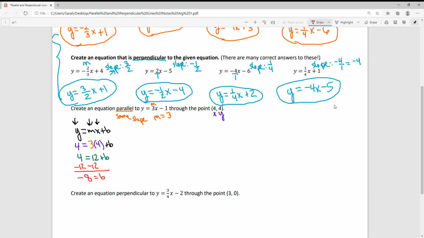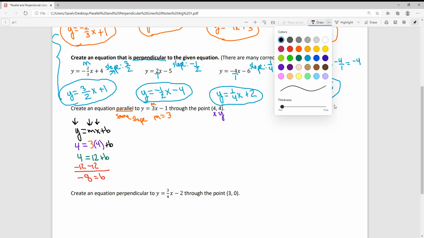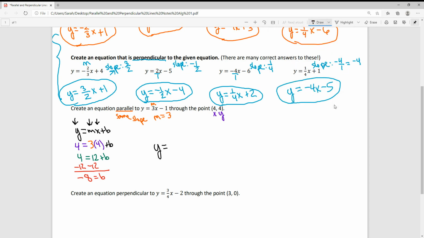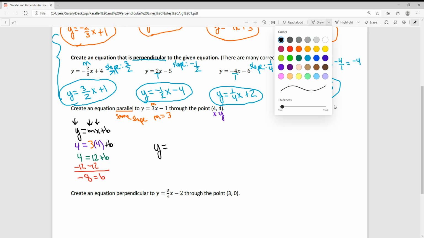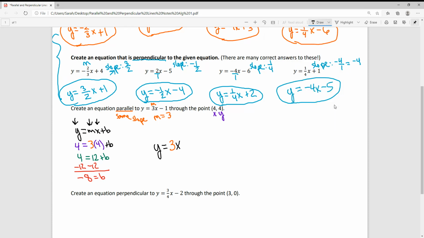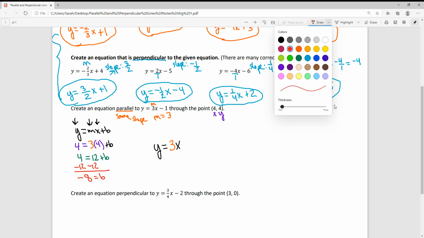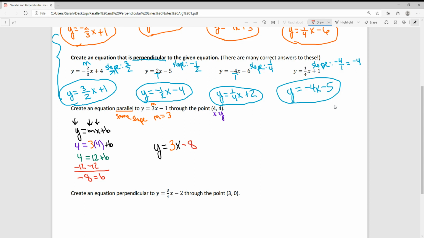So I now have an m. I now have a b. That's all the information I need to write my equation. Y equals my slope number, which since they're parallel is the same slope as the equation they originally gave us, 3. X. And then my b number, which we just found, was negative 8. So very similar to stuff we've done before. Only thing that's different is you had to know what the word parallel means.